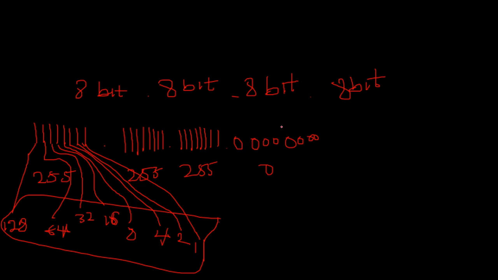Here, no bit is on. That is why we left it as 0. So IPv4 comprises 4 different groups, like 4 different units, and each unit is 8 bits, 8 bits, 8 bits, 8 bits, which sums up to 32-bit addressing.